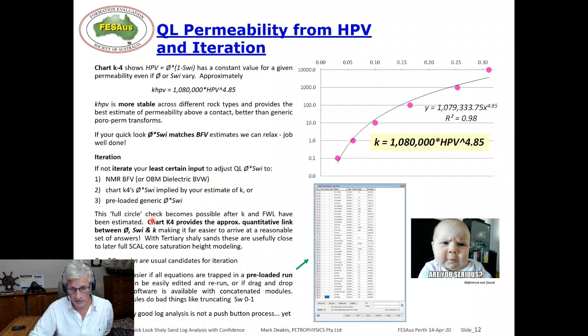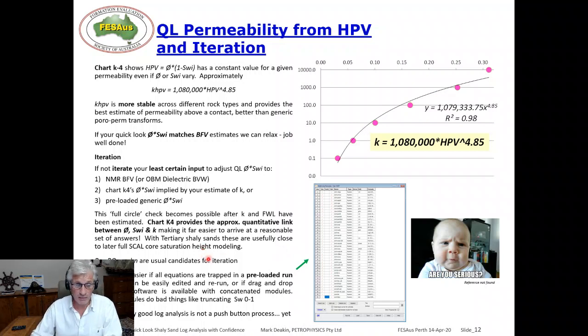This full circle check becomes possible after permeability and free water level have been estimated. Chart K4 provides the approximate quantitative link between porosity, SWI and K, making it far easier to arrive at a reasonable set of answers. With tertiary shaly sands, these are usefully close to later full-scale core saturation height modeling. Yes, there are plenty of people who will say you're using a generic chart. Yes, I am, but it's still usefully accurate, better than not doing it.